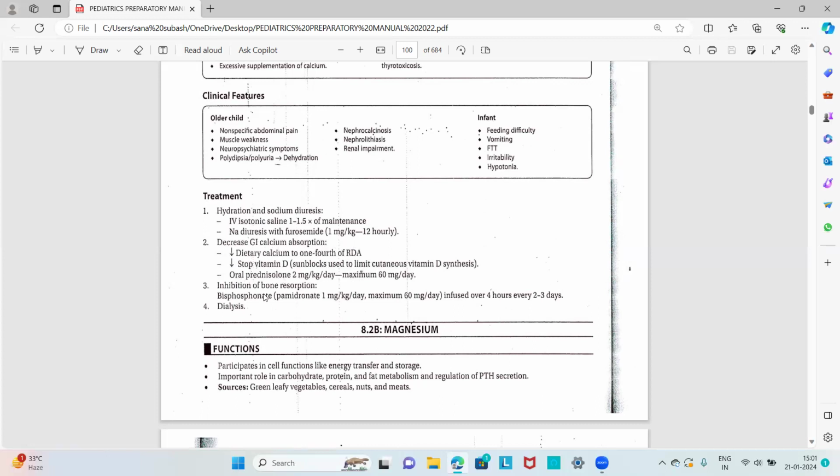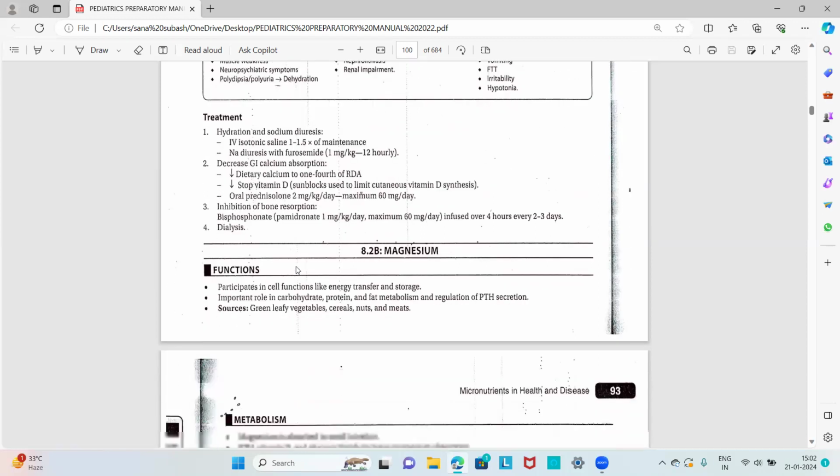Then for inhibition of bone resorption, we have to supplement bisphosphonates like pamidronate 1 milligram per kilogram per day, maximum 60 milligram per day, infused over 4 hours every 2 to 3 days. And if there is a severe form of hypercalcemia, we have to go for dialysis. So these are the management options for hypercalcemia.